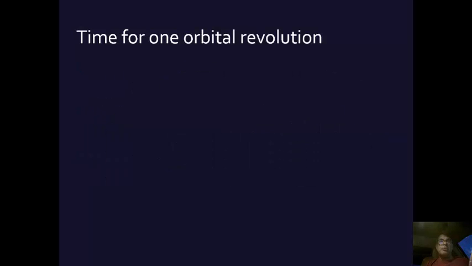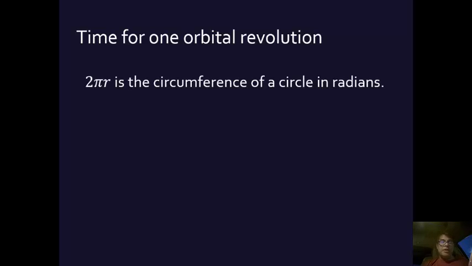Okay, now there are some other little tidbits in this section of the chapter that we'll go ahead and finish out this video with. So, for example, what is going to be the time it takes for one orbital revolution at a particular radius from the Earth? Well, we know that in radians, see previous videos, the circumference of a circle is 2 pi r, where r is the radius.